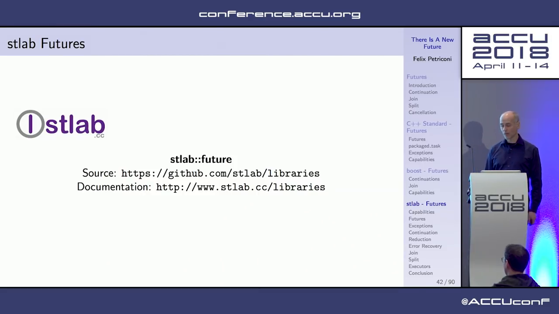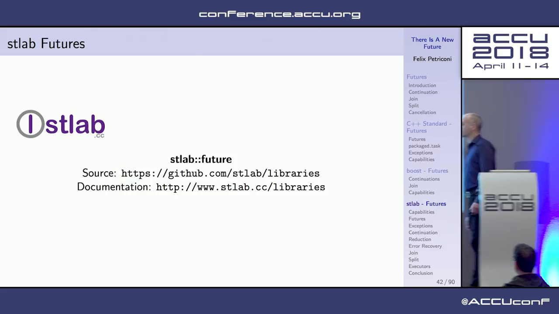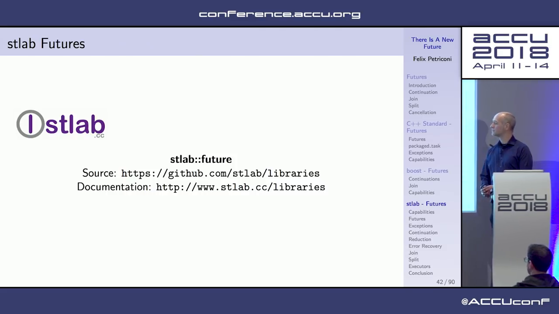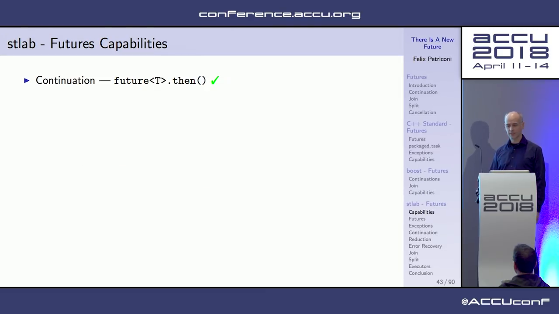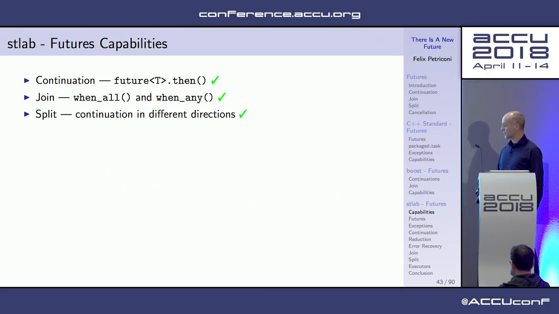OK, but now we come to the title of my talk. There is a new future. It's on the stlab website. Stlab stands for Software Technology Lab. It was an organization within Adobe in the 80s and 90s, and they did a lot of cool stuff there. And some years ago, they published their complete source code as open source, and it's available on GitHub. But this is just now for the concurrency.